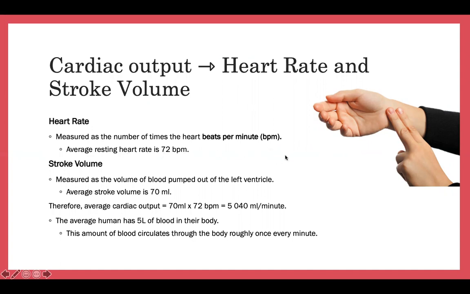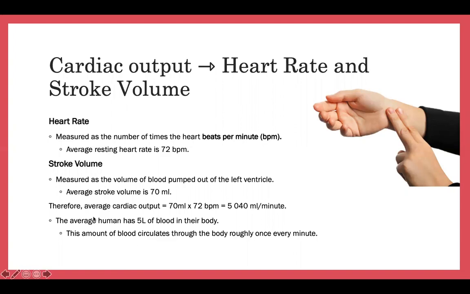Maybe you can remember from phys ed class wearing heart rate monitors and determining how your heart rate changes with activity. And then your stroke volume is measured as the volume of blood pumped out of the left ventricle. Your average stroke volume is 70 milliliters. If you're familiar with those probiotic yogurt drinks, they come in the smaller bottles. That's about 90 milliliters. So it's not a very large volume, but your heart pumps pretty often, so it's able to circulate blood through your body.